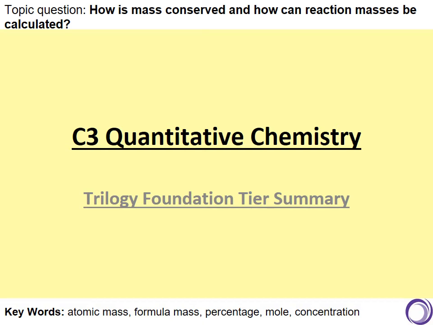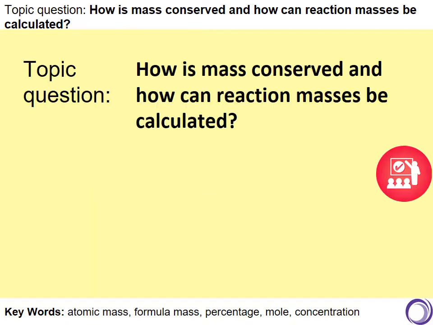This video is a summary of the C3 Quantitative Chemistry for AQA Trilogy Foundation tier. During this video we will look at the topic question: how is mass conserved and how can reaction masses be calculated?